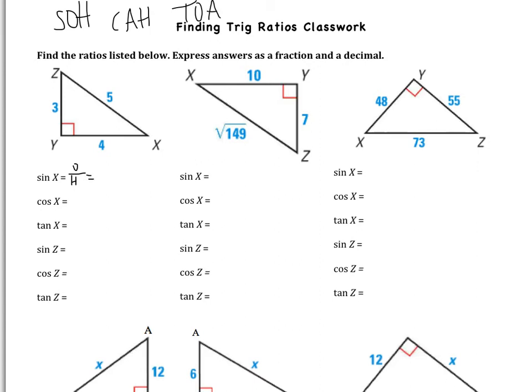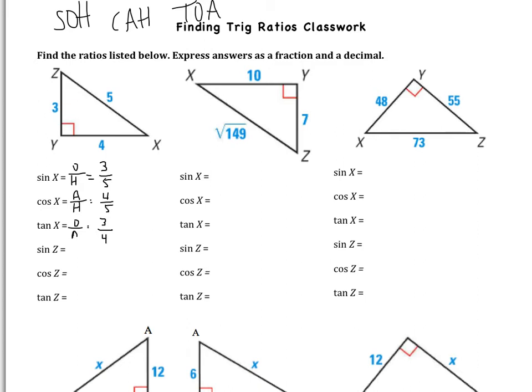Okay, opposite of x is 3, and the hypotenuse is 5. Cosine is adjacent over hypotenuse. The adjacent side is 4, the hypotenuse is 5. Tangent is opposite over adjacent. The opposite side is 3, the adjacent side is 4.